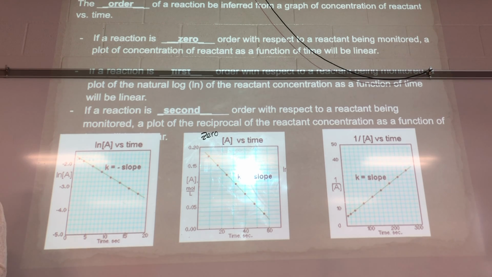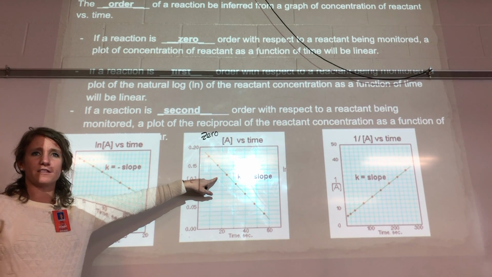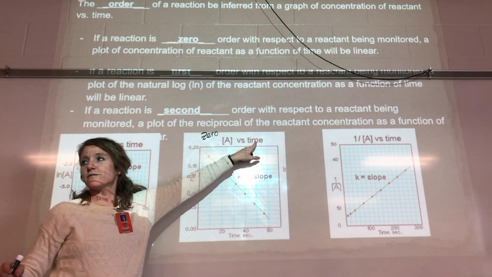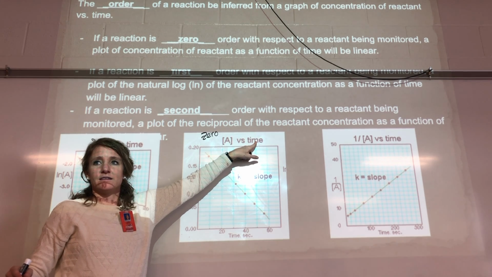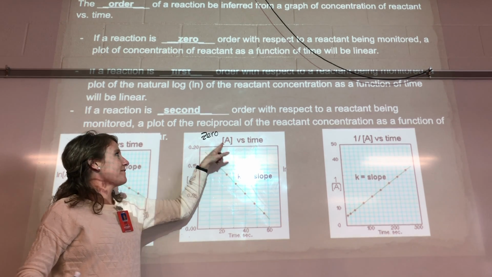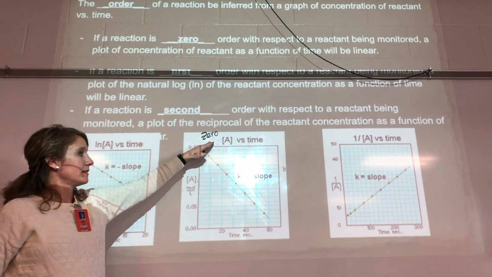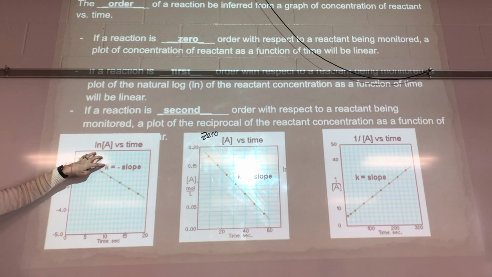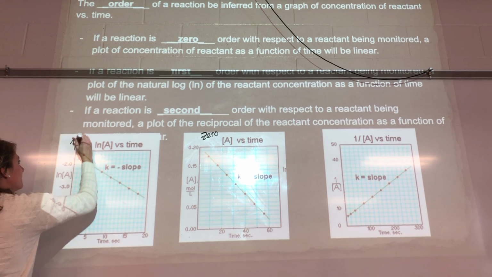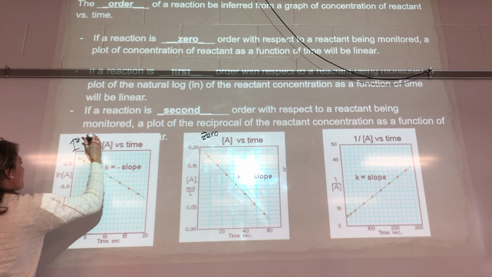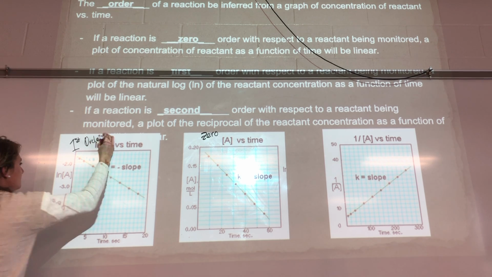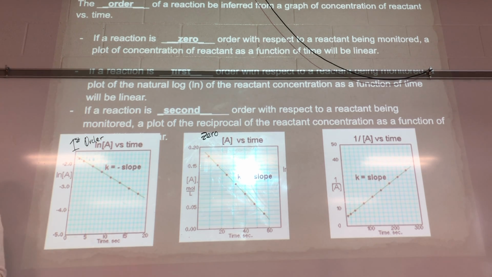And yours are slightly different order than mine. I put them wrong on the PowerPoint, so make sure you find the concentration versus time one. Okay, so if that graph is linear, you know it's 0 order. If this graph is linear, that tells you it's first order. So the natural log of the concentration.